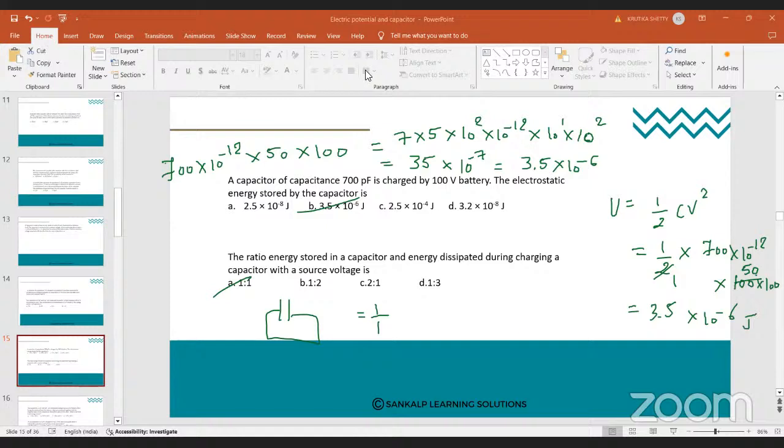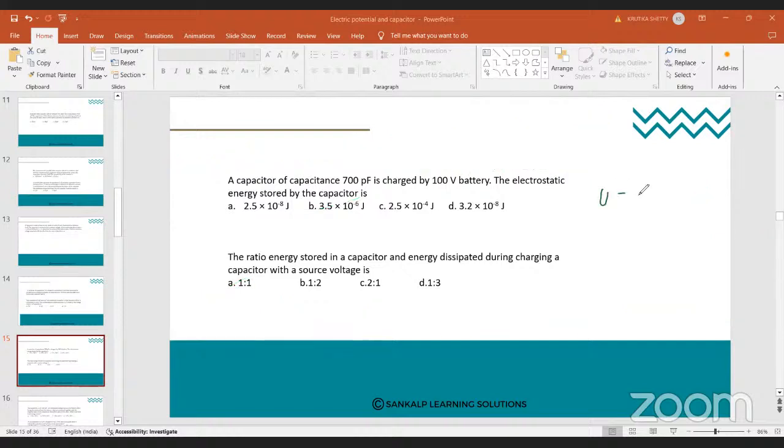Which previous question? This 3.5. Yes, ma'am. What is the confusion in that? See here, we need to calculate the energy stored. The formula is U equal to half CV square. So this is 1/2 into 700 into 10 raised to minus 12 because it is pico, into 100. The V value is 100, but it is V square, therefore 100 into 100. 2 ones are 2, 2 fives are 10, one more zero is there, so it is 50. What is remaining is 700 into 10 raised to minus 12 into 50 into 100.